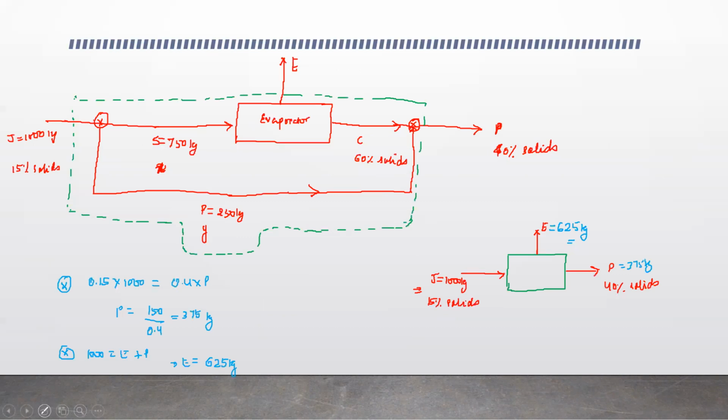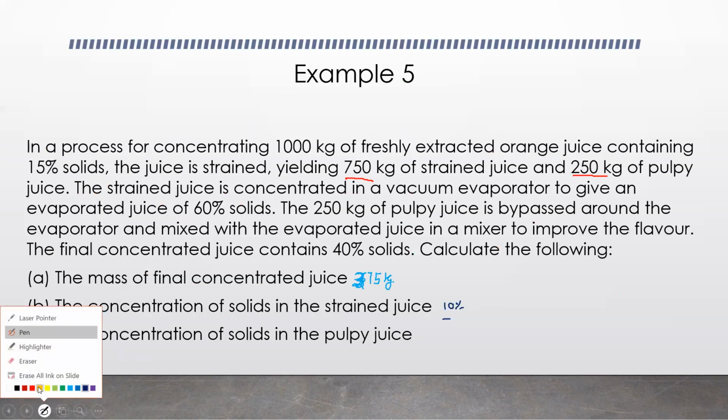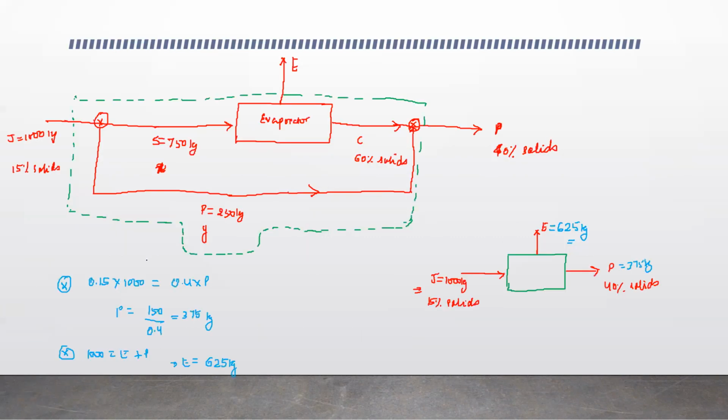Then we need to find the concentration of solids in the pulpy juice. All right. So for that, we are going to choose. So pulpy juice is here, right? So we can choose either junction number 1 or junction number 2. Any one junction we can take. So I'll be taking junction number 1.